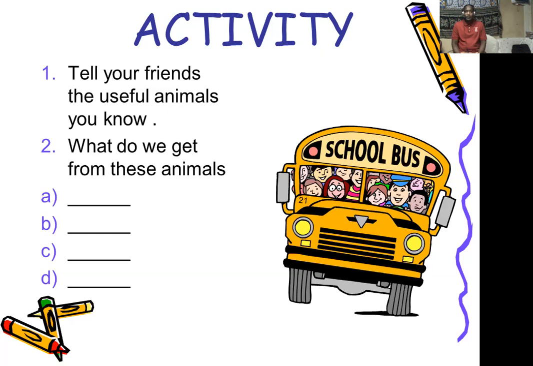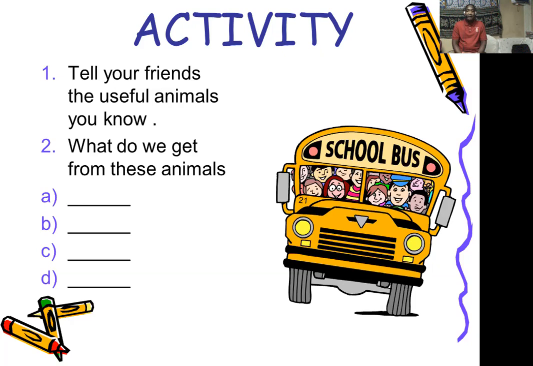Very good pupils. I can see and I can hear some of you are saying goat, sheep, cow, hen, donkey, camel. Clap for yourselves. Very good. MashaAllah. Number two, what do we get from these animals?